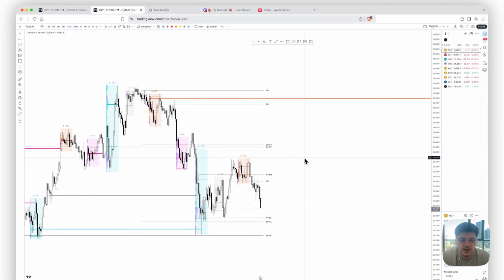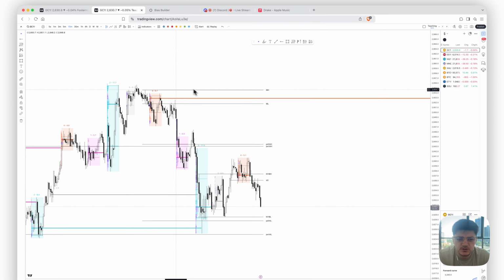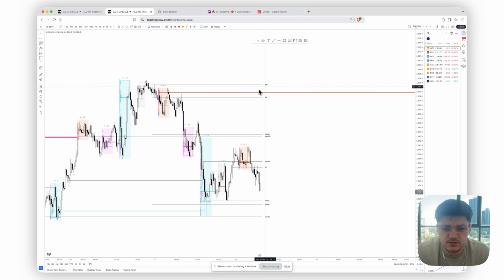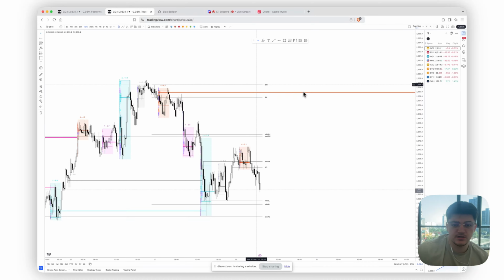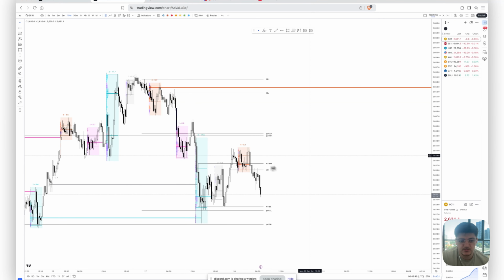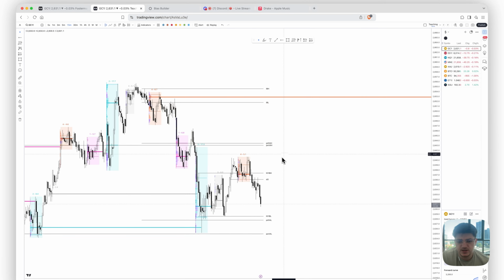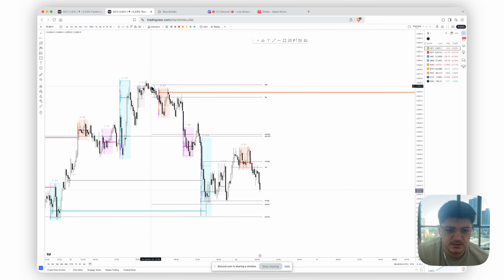So there's that. The thinner the initial balance, the more likely we get a trend. You can see here we actually did get the trend, and the thicker it is, the more likely to range. There's a lot of conflicting theories about it, but that's my take on it anyway. The thinner it is, the more likely we are to trend. And the initial balance is the first 30 minutes of the session open.